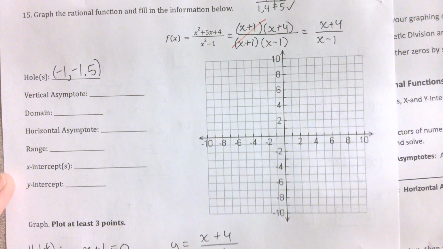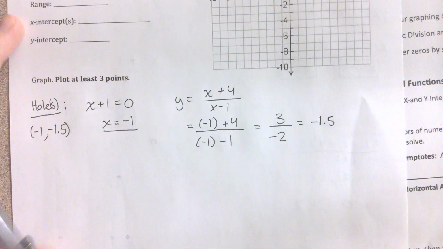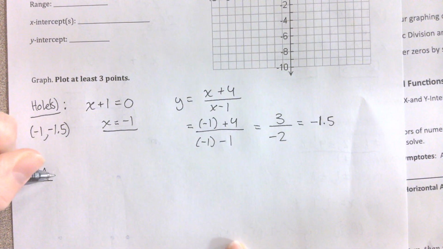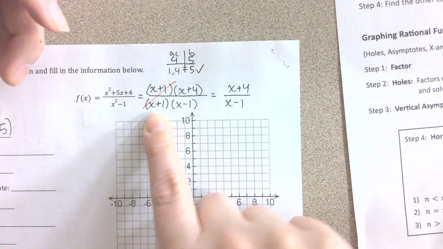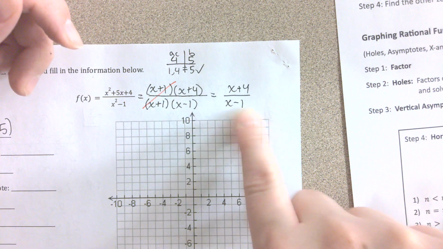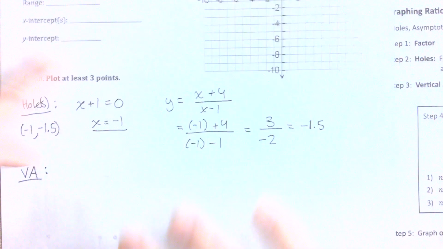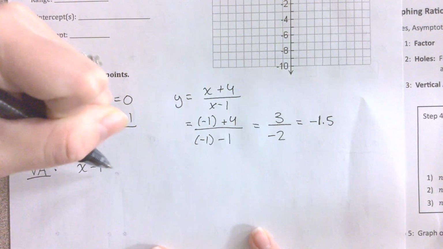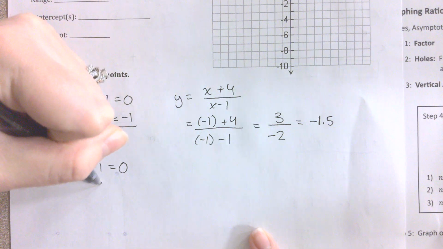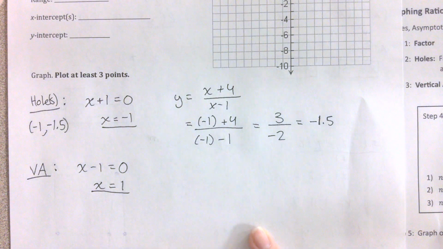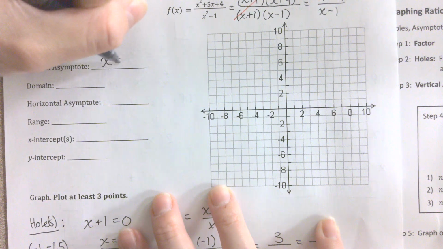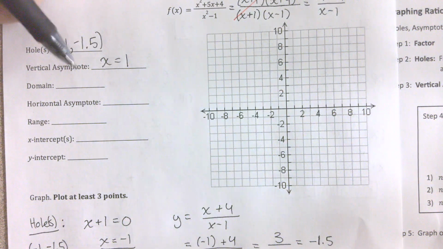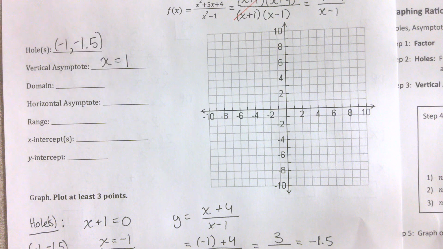Next, the vertical asymptote. For the vertical asymptote, you take the factored form because you want to look at it after the holes have been removed, and you're going to set just the denominator equal to 0. So we're going to take x minus 1 and set it equal to 0. That's going to give us x equals 1. This is the equation of the vertical asymptote. Domain, I'm going to get back to that. Horizontal asymptote.